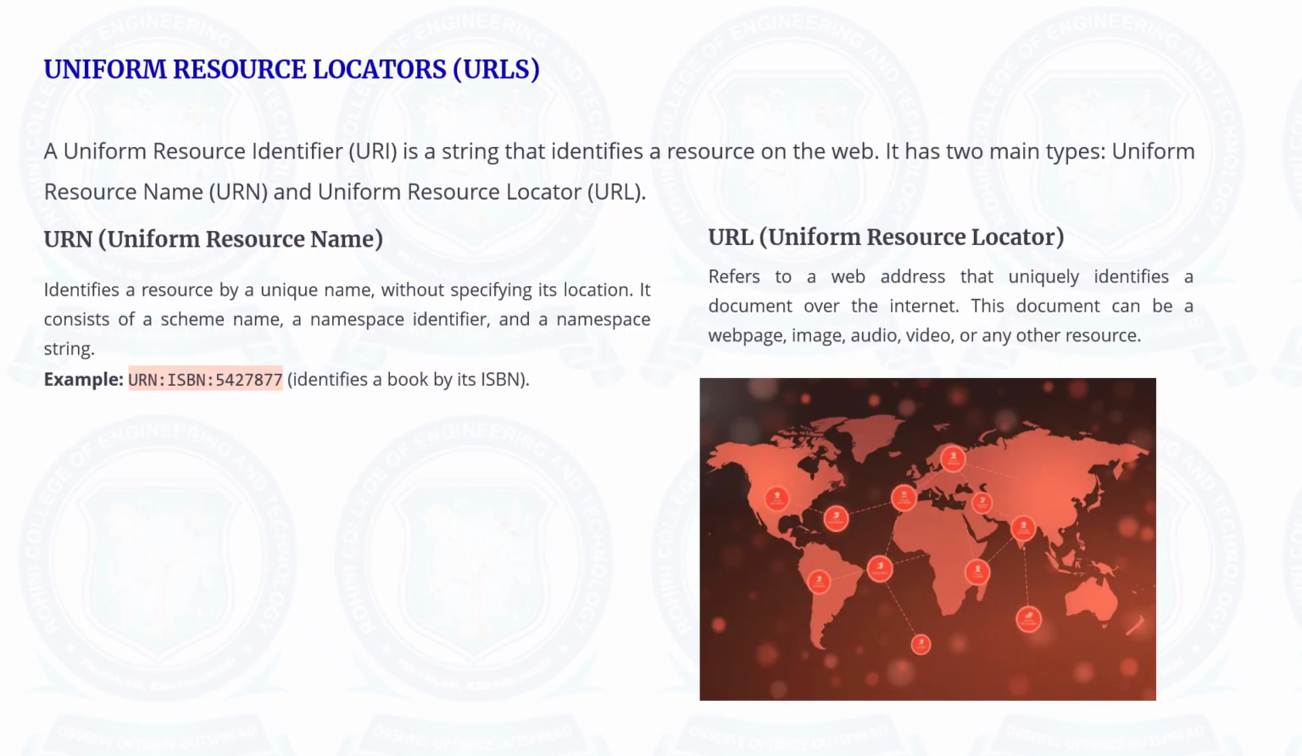Uniform resource identifier, the URI, identifies a resource on the web. There are two main types. The first one is URN, uniform resource name, and the second is URL, uniform resource locator. The URN identifies a resource by a unique name without specifying its location. It consists of a scheme name, a namespace identifier, and a namespace string. Here is the example for the URN. The URL, uniform resource locator, refers to a web address that uniquely identifies a document over the internet. This document can be a web page, image, audio, video, or any other resource.